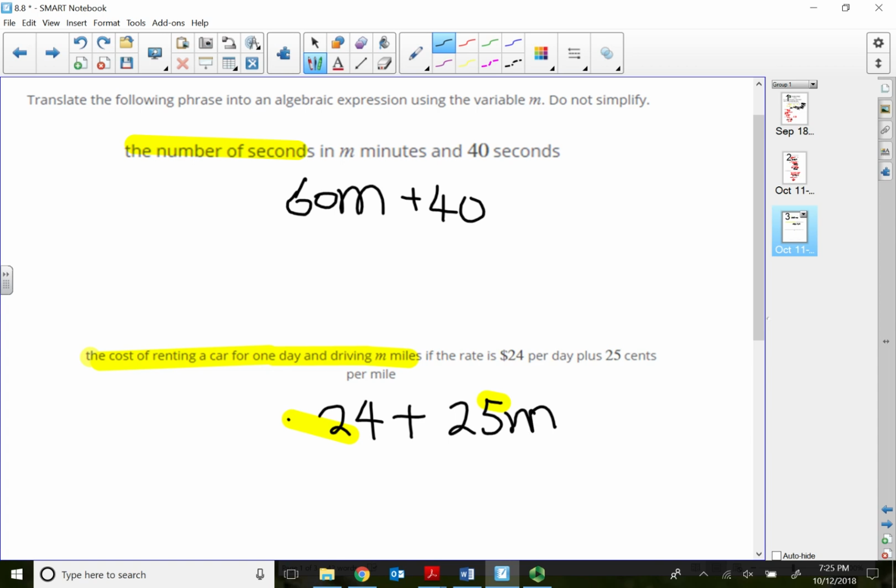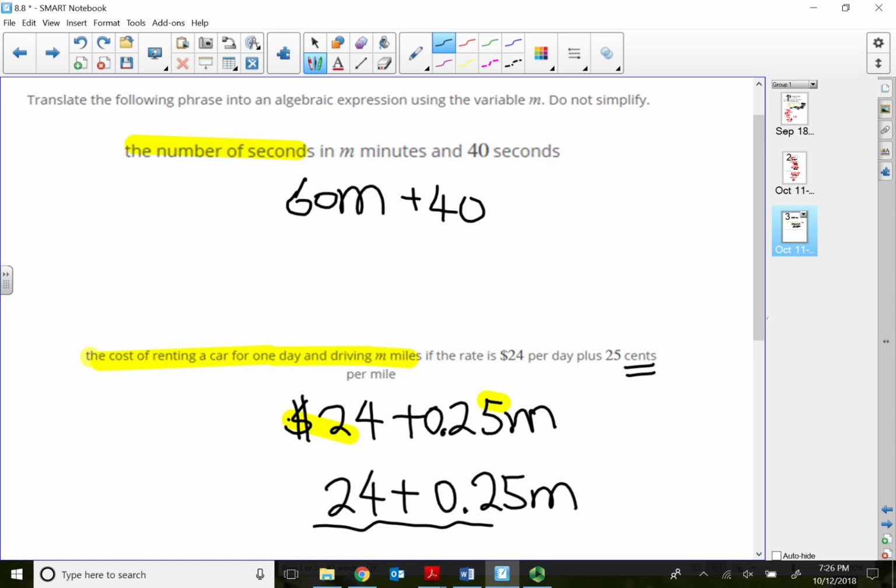But be very careful here. The 24 represents dollars. Right now, when I put 25 here in front of the n, that 25 stands for cents. So I need to convert my cents into a dollar amount. So 25 cents, as we know, is $0.25. So my answer has to be $24 plus 25 cents. I write 0.25 times n, the number of miles that I need to drive. So that's how we'll translate this piece of information.